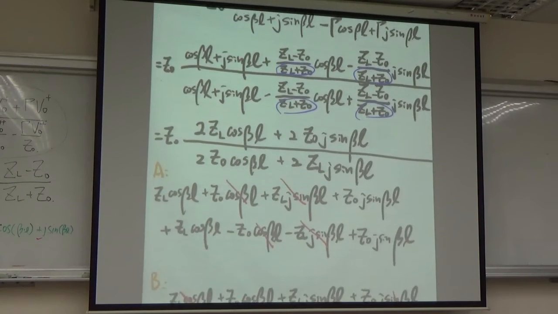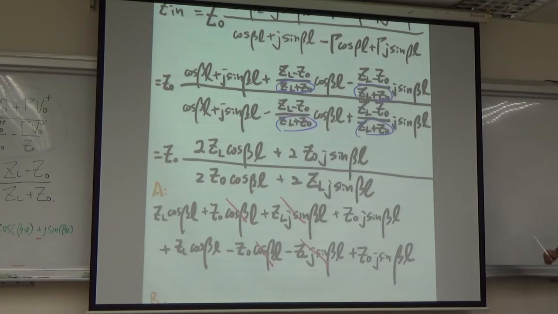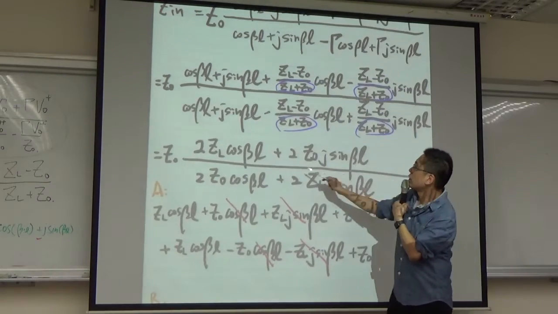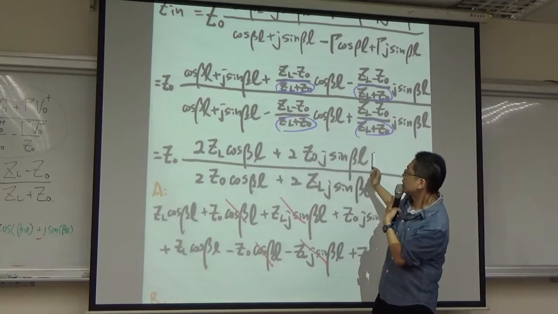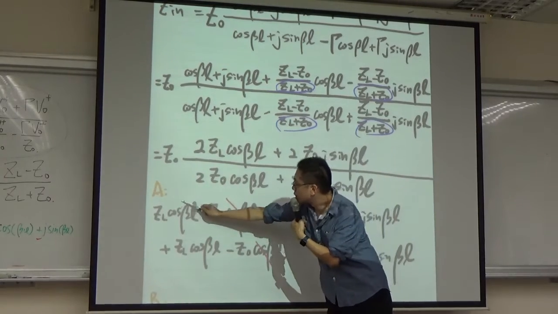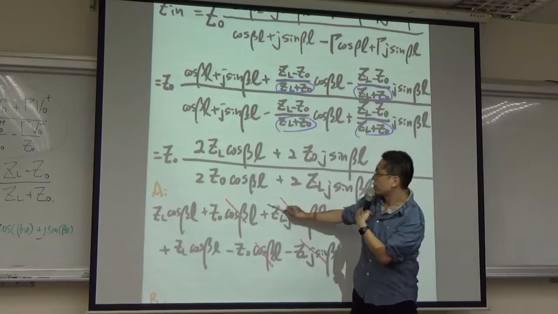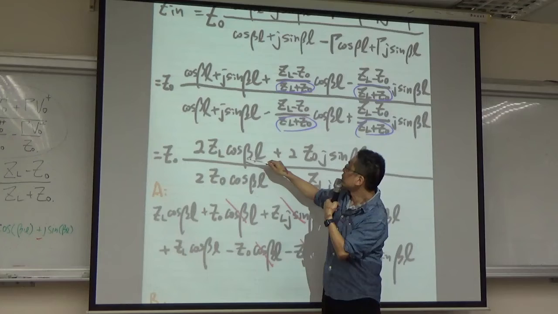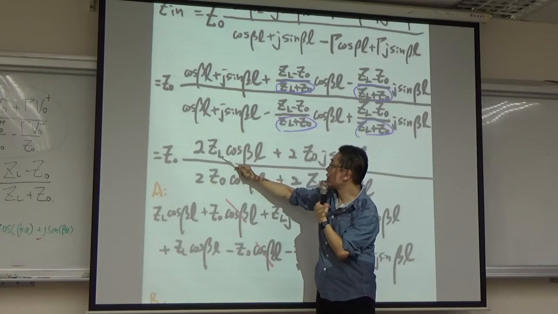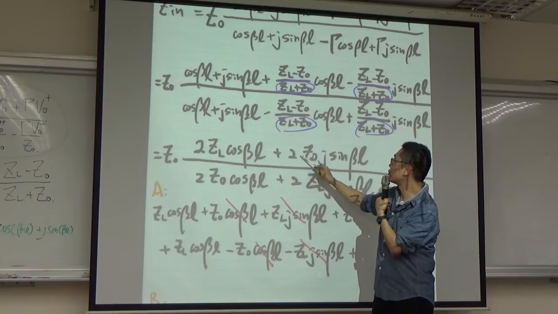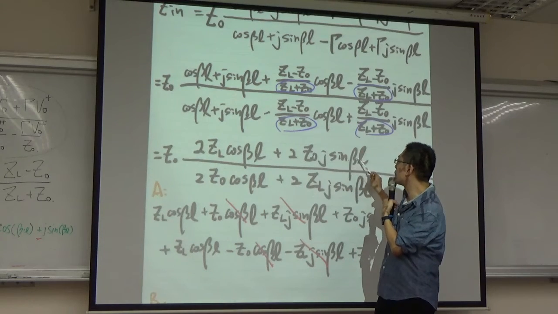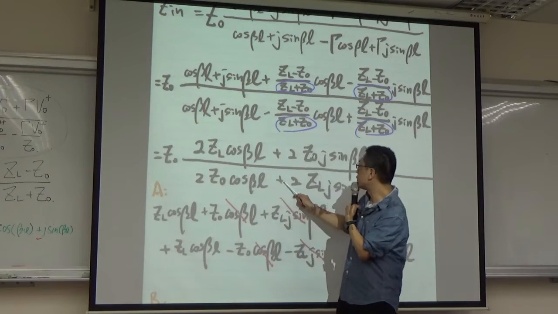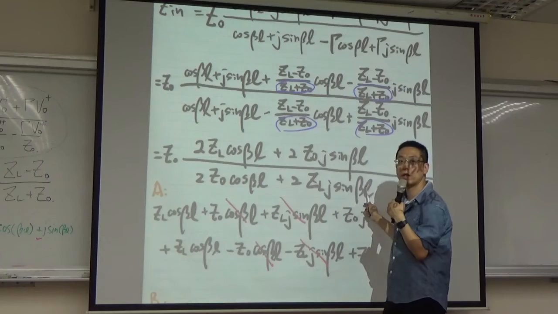But in this part I already put everything here. I don't know if you can follow. I multiply these terms, and I can have a cosine and sine. For this one, I have the same thing, I can cancel out. So what is left is 2 times ZL times cosine beta L plus 2 Z0 j sine beta L divided by 2 Z0 cosine beta L plus 2 ZL j sine beta L.